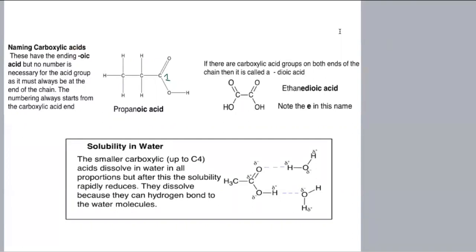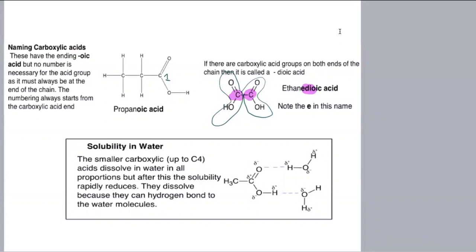When you have two carboxylic acid groups, COOH here, and another COOH, we call this a dioic acid. So that's why you get this name, dioic acid. Again, it depends on how many carbon atoms you have. Since you have two carbon atoms here, it's called ethane dioic acid.